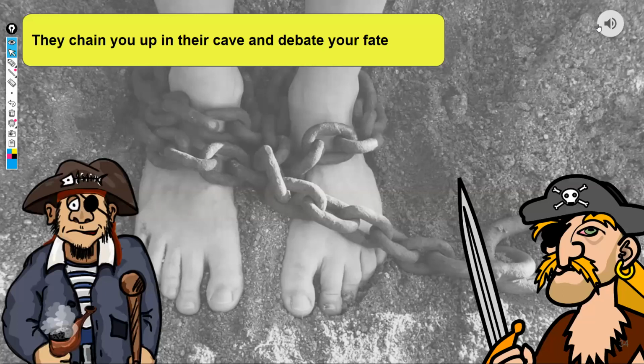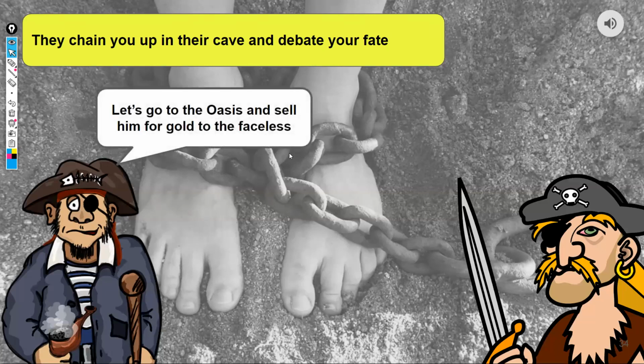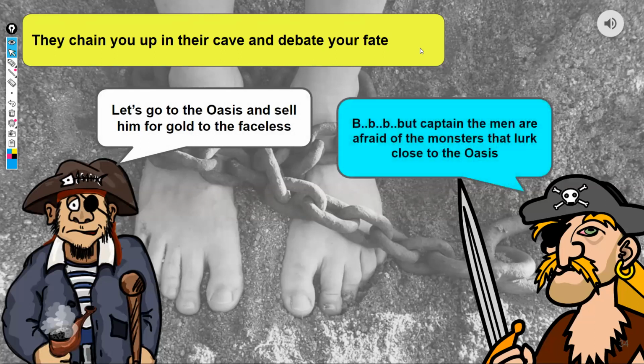So you're on the pirate ship, so they chain you up. So they plan to go to the oasis and sell you for gold to the faceless. Of course, the pirates are afraid of the oasis.